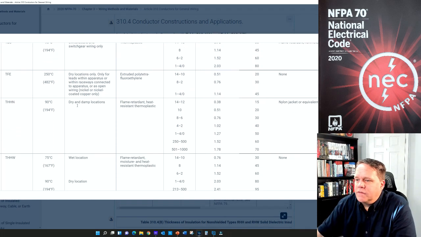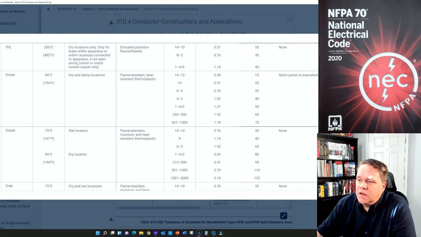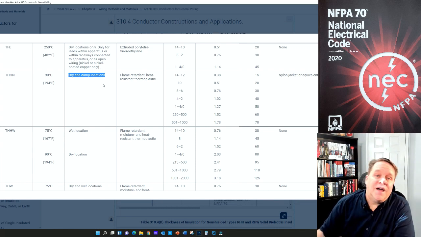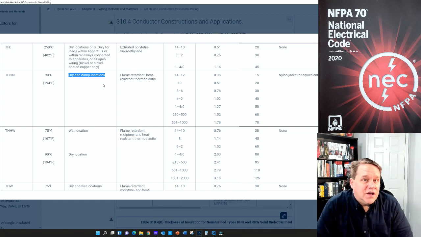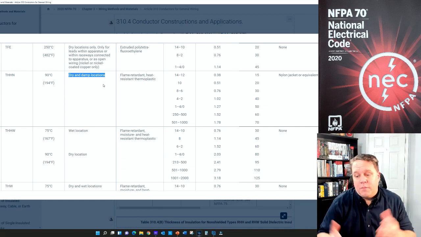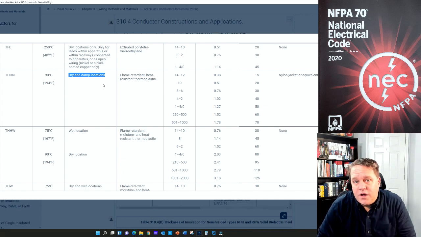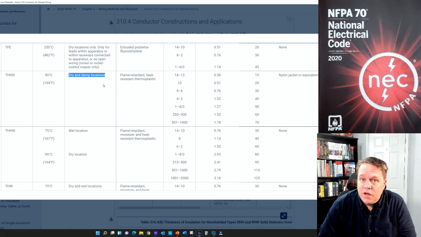Let's see what else we have. How about THHN? We know what that is. That's heat-resistant thermoplastic. THHN, it's a 90-degree conductor. It has two H's. There's no W, though, so that means it's only good for dry and damp locations. So what happens when you install THHN in an underground conduit? Remember, the inside of a conduit in a wet location is a wet location, right?